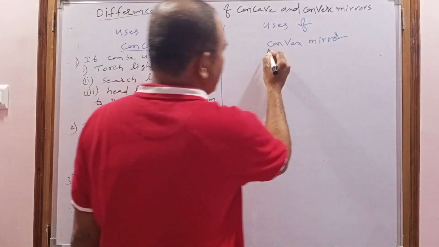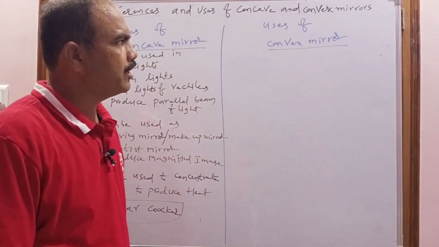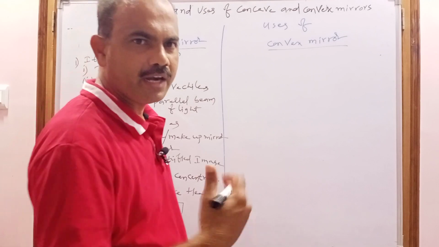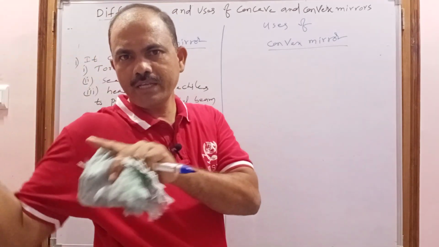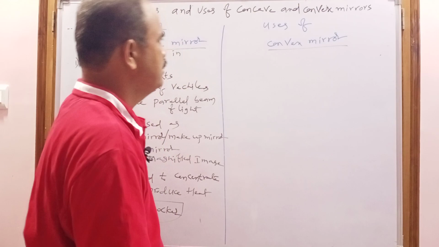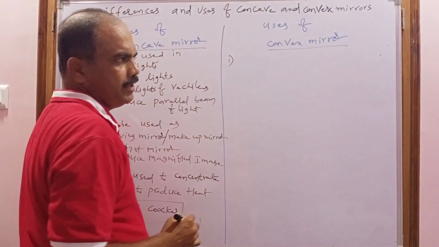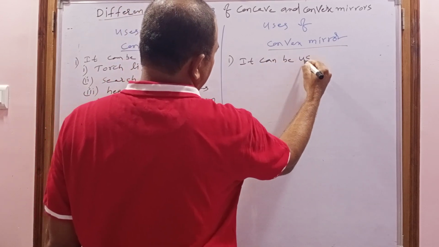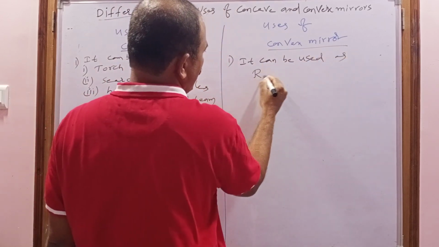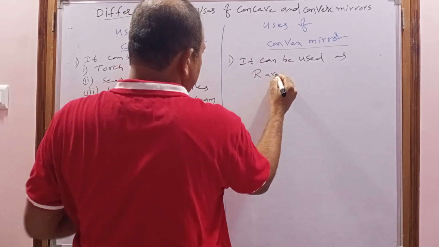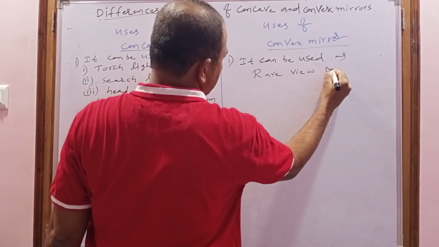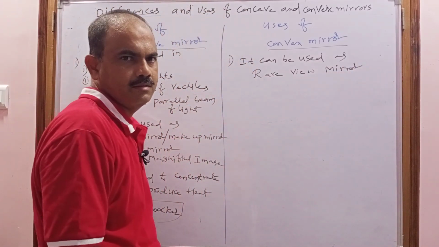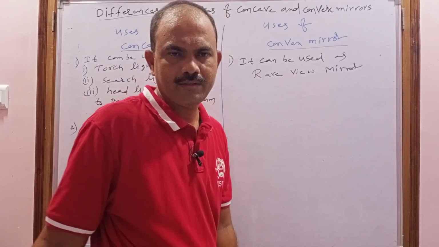And next we come to the convex mirror. Generally the convex mirror can be used as a rear view mirror. Rear means back, and it is used to see things on the back side. So what is the first use of the convex mirror? It can be used as a rear view mirror. This is very important. Used in vehicles, rear view mirror.